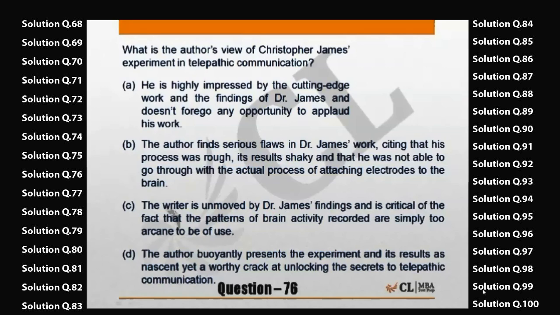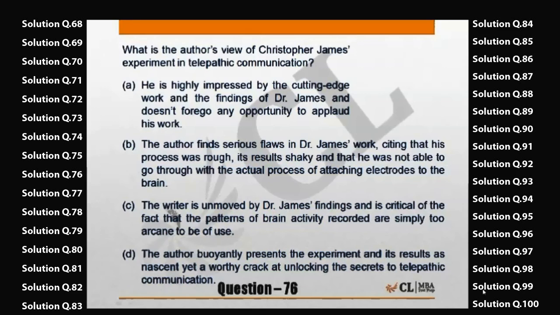And this is what the author feels about the experiment, or Dr. James's experiment in telepathic communication. Why are the other options not considered? Options B and C are easily negated since the author is not at all critical of the experiment. Both these options go on to provide a critical viewpoint of the author, but that is not what we get from the passage. For example, option B says that the author finds serious flaws in Dr. James's work. He does not.